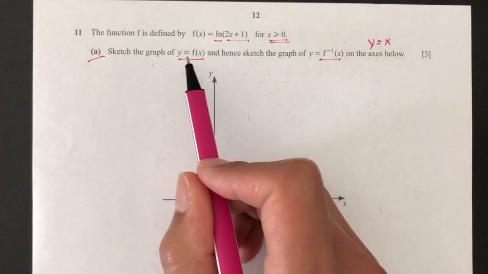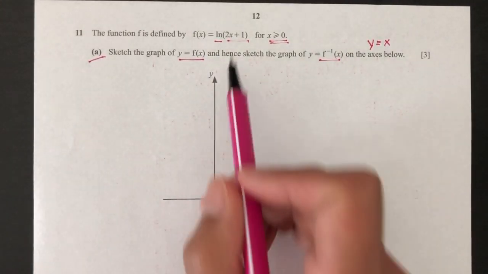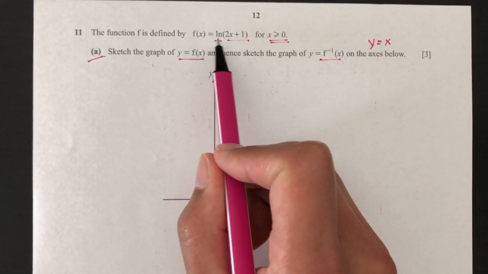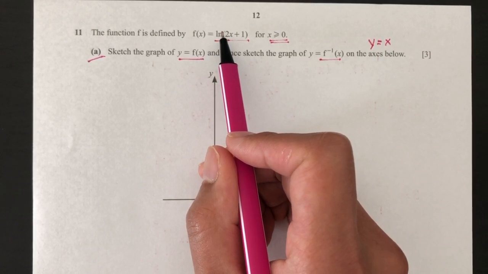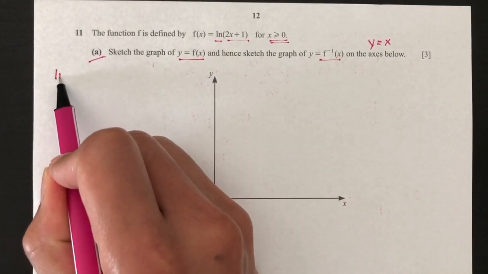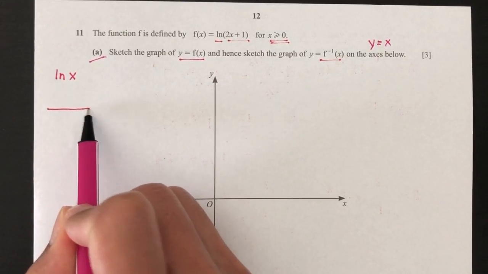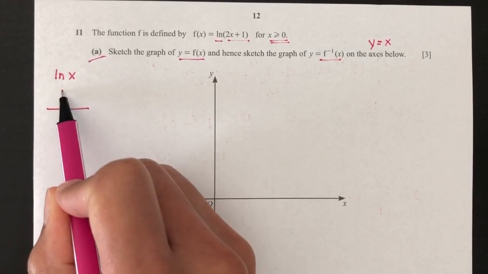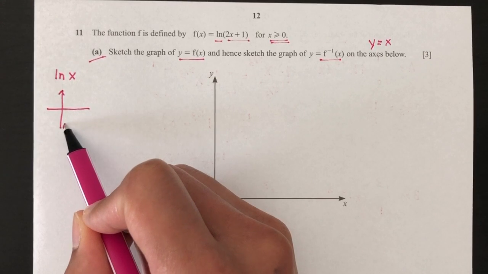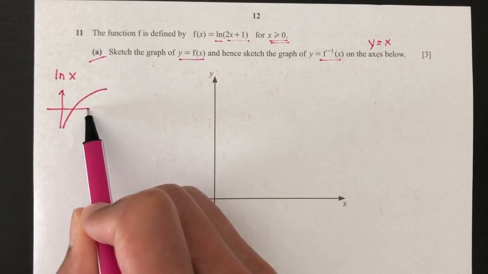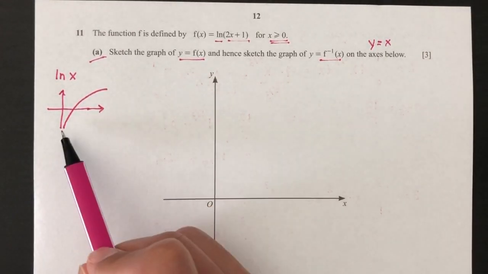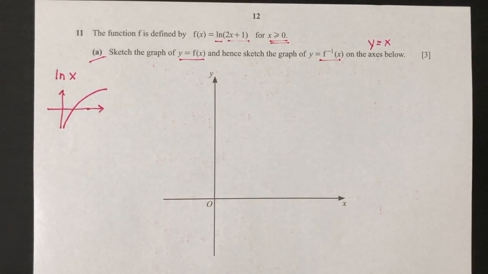So first we have to draw this one. This one is an ln graph. How would you draw an ln graph? Normally you have to know how an ln x graph looks. The graph will look like this, this is your x, this is your y. It will look like this. It will keep going on, it will never touch this line. That's how it looks.